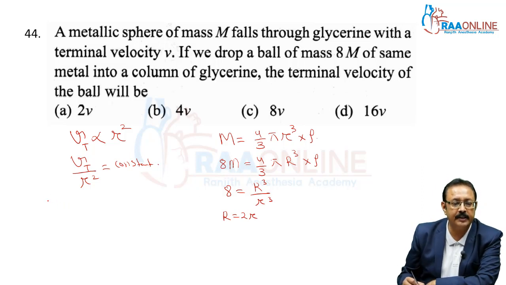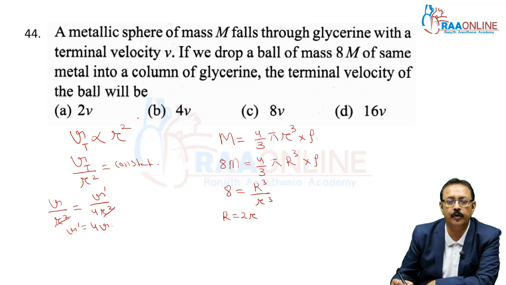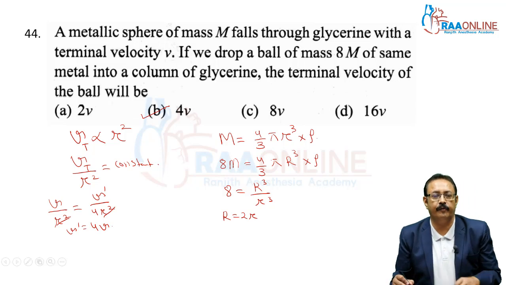So if in the first case terminal velocity was v, radius was r. In the second case, if it is v dash, radius is 2r, so it should be 4r squared. Cancel this with this. So what will we get? Terminal velocity should be 4v. So we are going with option B, 4v.